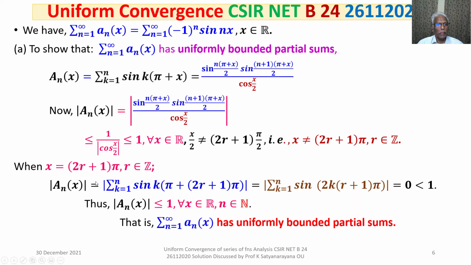So combining these two cases, including these exceptions, what we get is |a_n(x)| is less than or equal to 1, which is true for all x belongs to R, and which is true for all n belongs to N. So the partial sums are bounded uniformly for all x belongs to R, and for all n belongs to N. Thus, the series sigma n equals 1 to infinity a_n(x) has uniformly bounded partial sums. So we have verified condition 1 of the Dirichlet test.